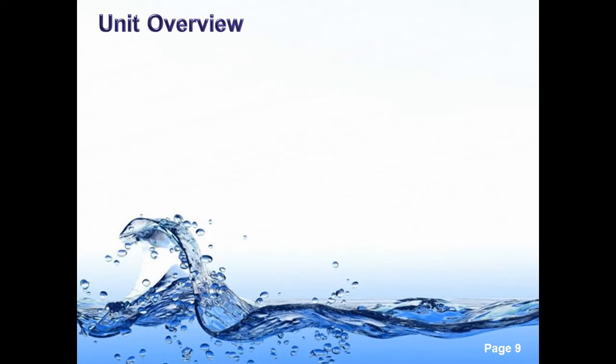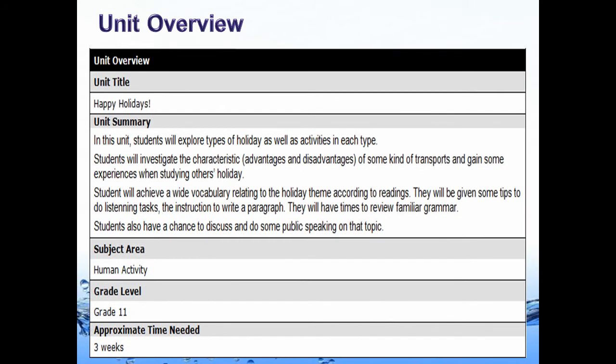Now, let's move on by looking at the unit overview. Unit title: Happy Holiday. In this unit, students will explore types of holidays as well as activities in each type. Students will investigate the characteristics, advantages, and disadvantages of some kinds of transport and gain some experiences when reading about other holidays. Students will achieve a wide vocabulary relating to the holiday theme.